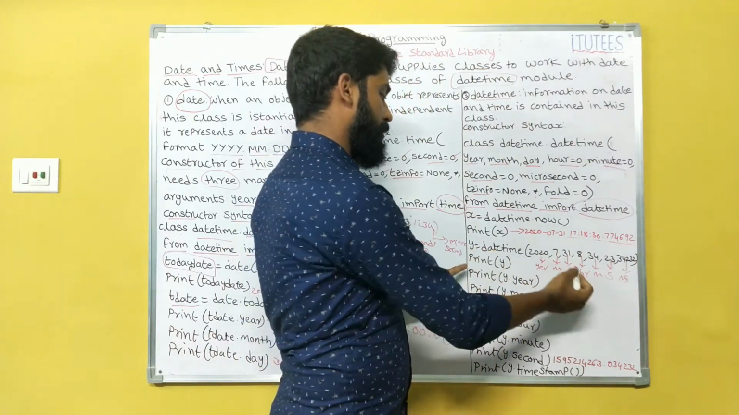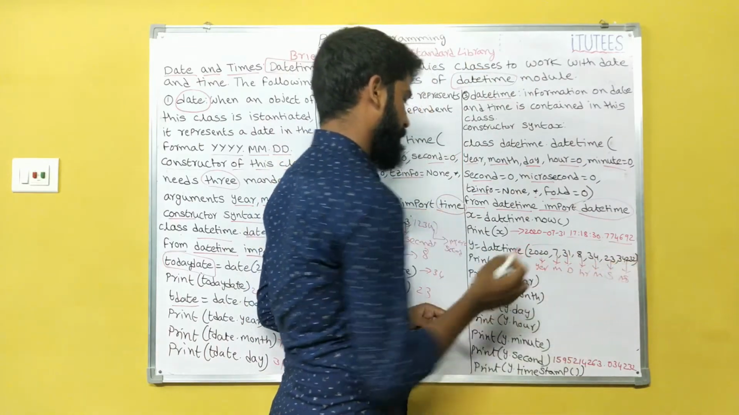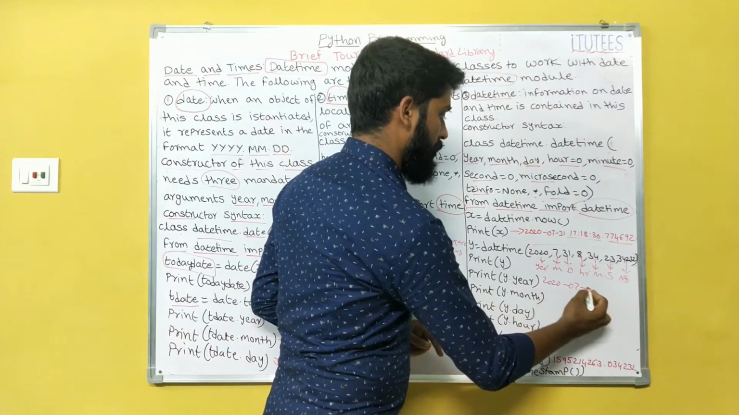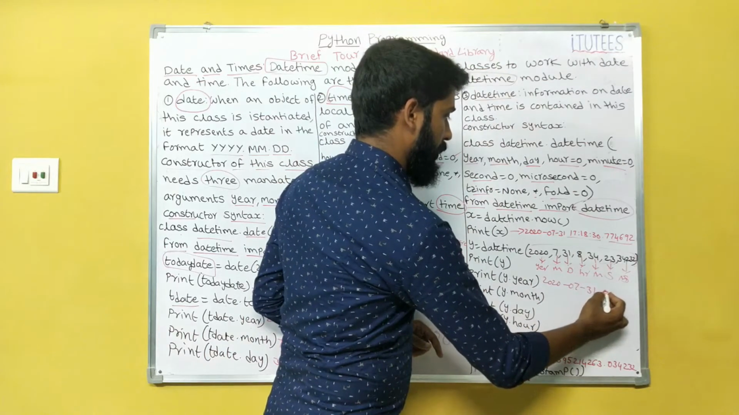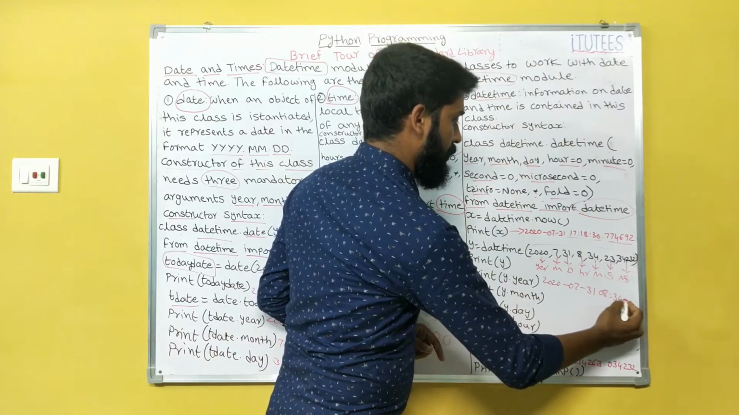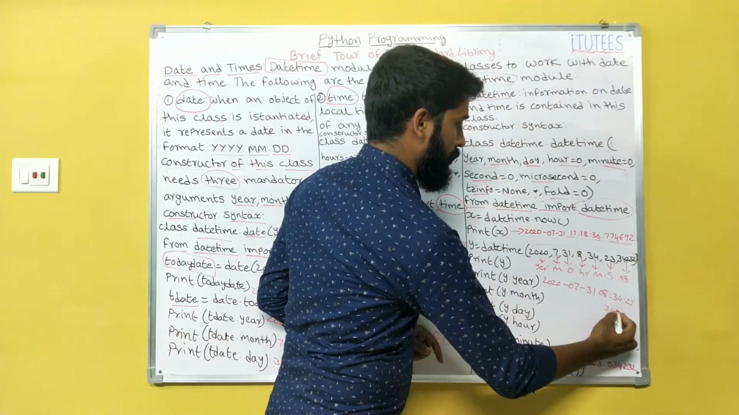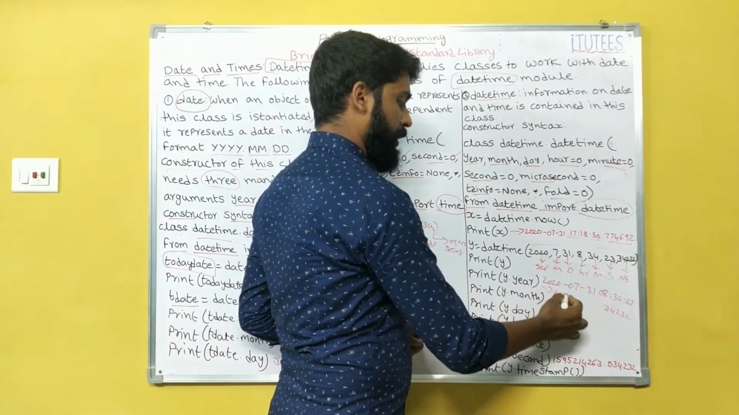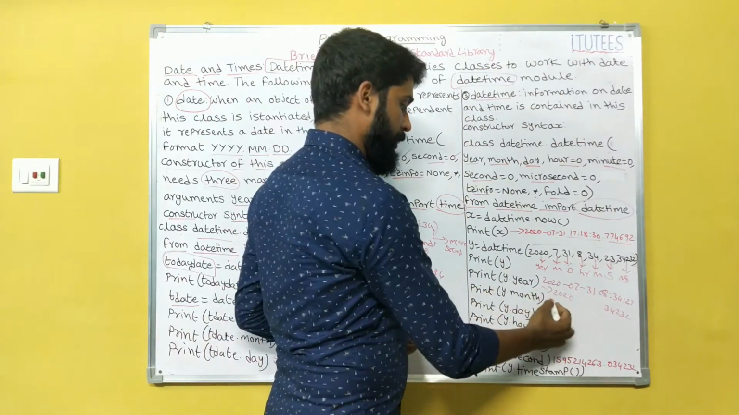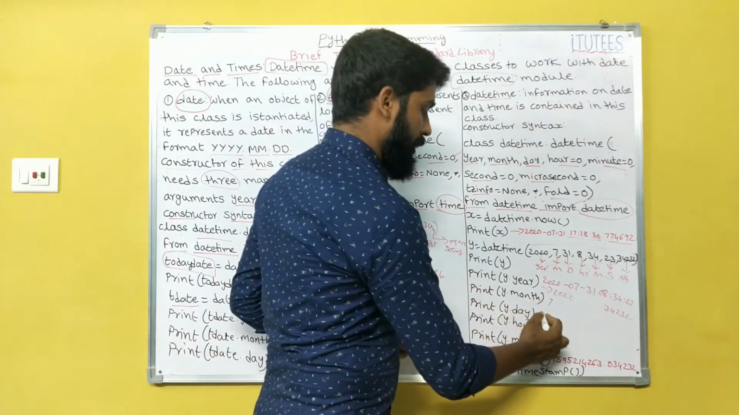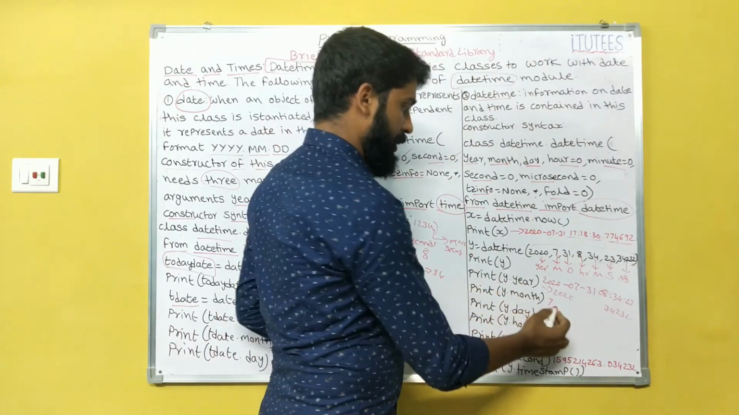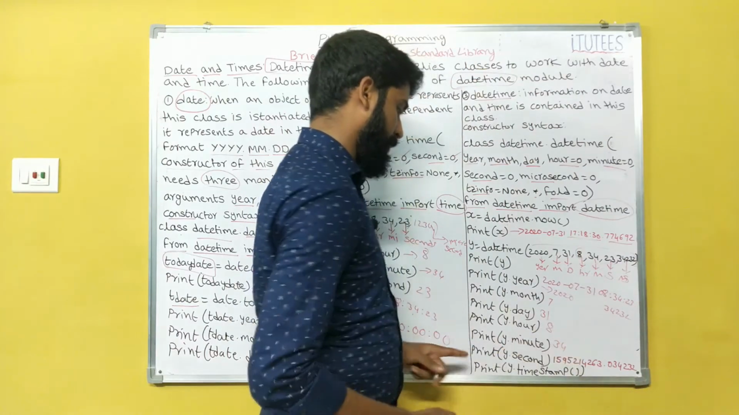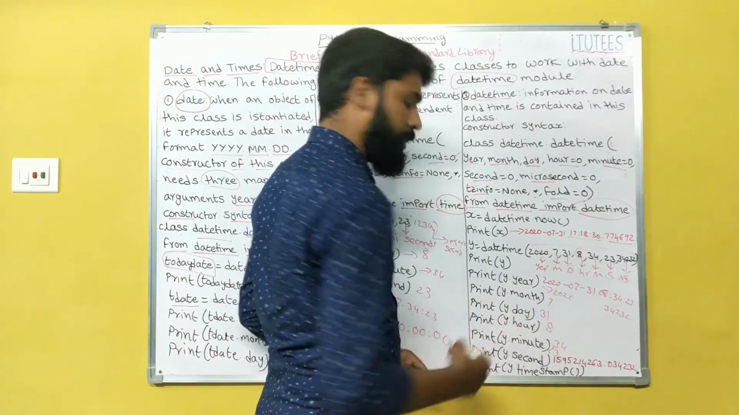Okay, so y equals this. Print y means it prints 2020-07-31 08:34:23. Y.year means it prints 2020. Y.month means it prints 7. Y.day means 31. Y.hour means, here I am giving 8, minute equals 34 and second equals 23.